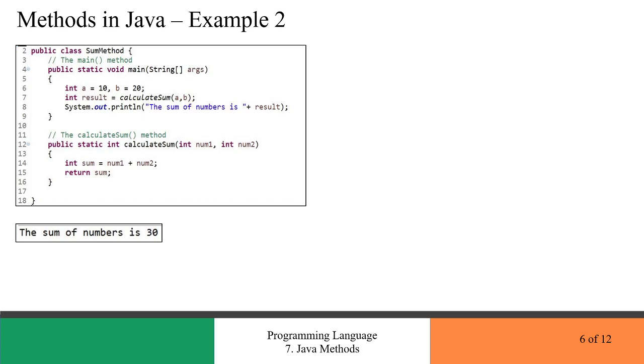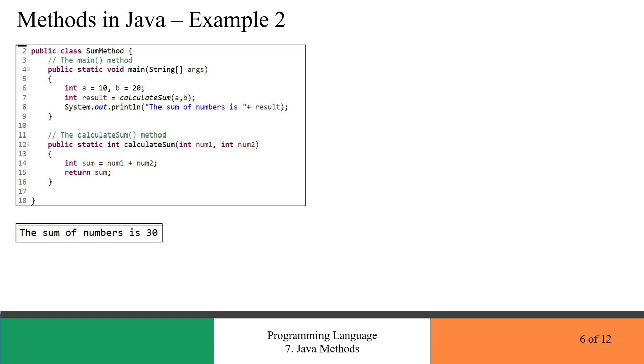As a part of line 7, we are creating a third integer variable of the name result, and we are assigning a value to it. But the value is a call to the calculateSum method. As a part of calculateSum, within the parenthesis, we are sending the values of a and b. What happens here is, we are sending the values of a and b to the calculateSum method. The calculateSum method, if you observe in line number 12, has two variables, num1 and num2. The values of a and b are copied to num1 and num2.